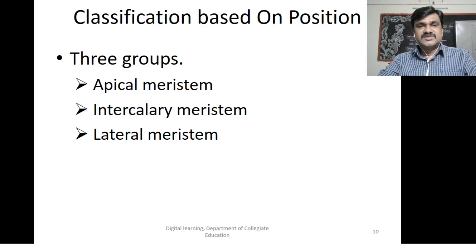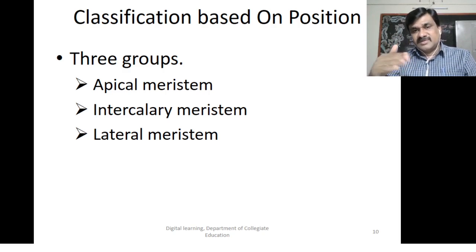Intercalary meristems are present between the masses of permanent tissues. So these intercalary meristems are nothing but the detached portion of apical meristems. Why are they detached from the apical meristem?